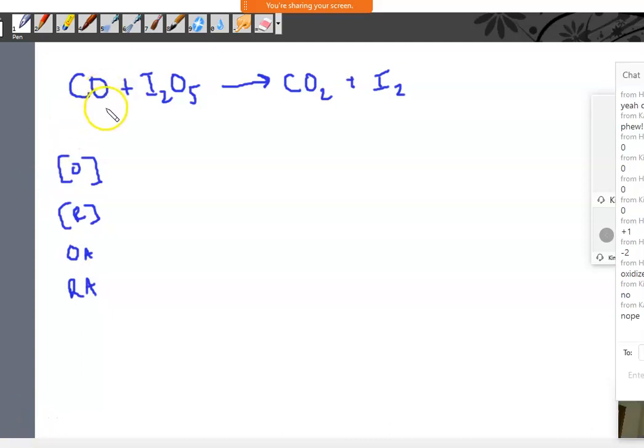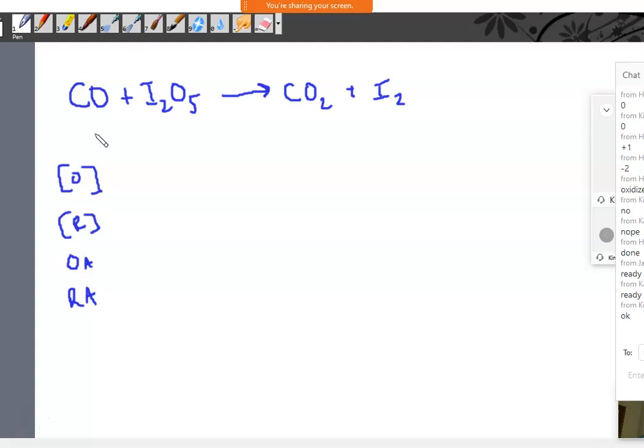Okay, so here's a problem. Find out which one of these is the oxidizing agent, which one is the reducing agent, what's being oxidized, and what's being reduced. All right, let's go over this. What we've got to do is go through everything and figure out the oxidation states.